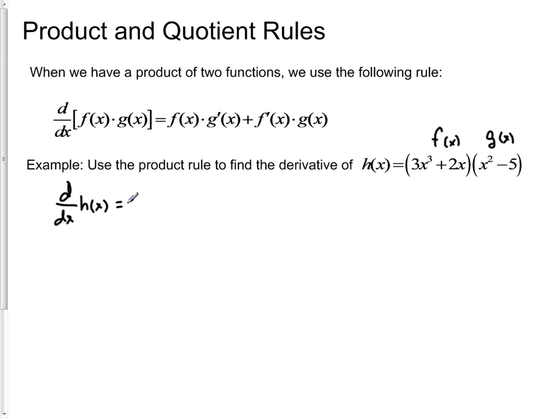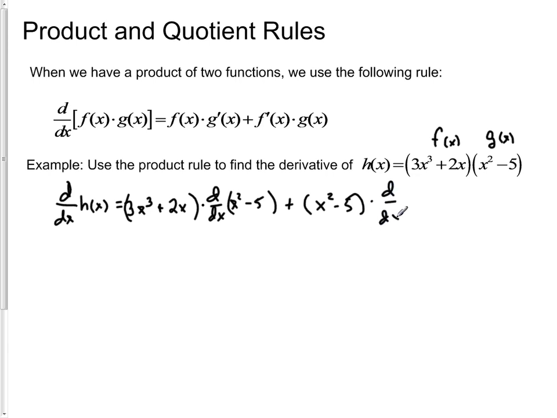Our first function, 3x cubed plus 2x, is going to be multiplied by the derivative of our second function, which is x squared minus 5. We're going to add to that the derivative of our first function, and I'm actually going to put x squared minus 5 first so I don't mix up which one's getting derived here, times the derivative of the quantity 3x cubed plus 2x.